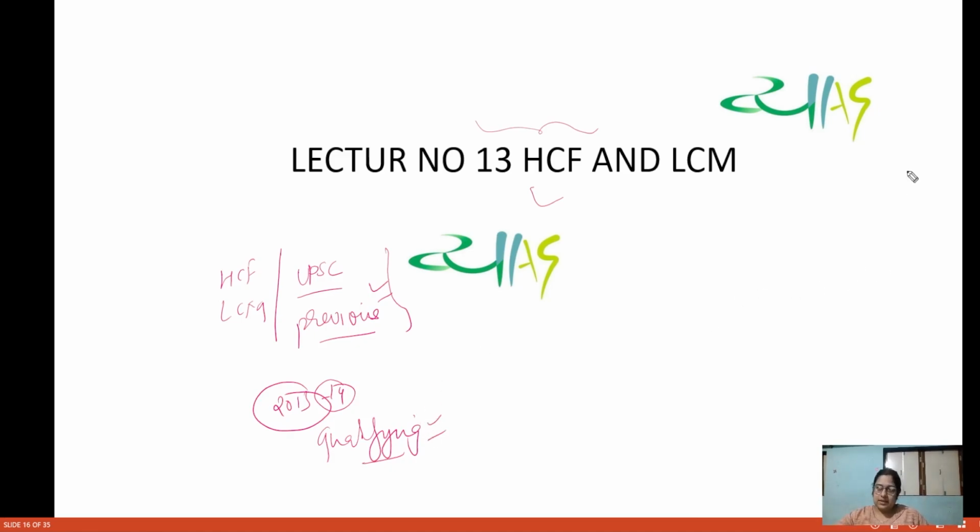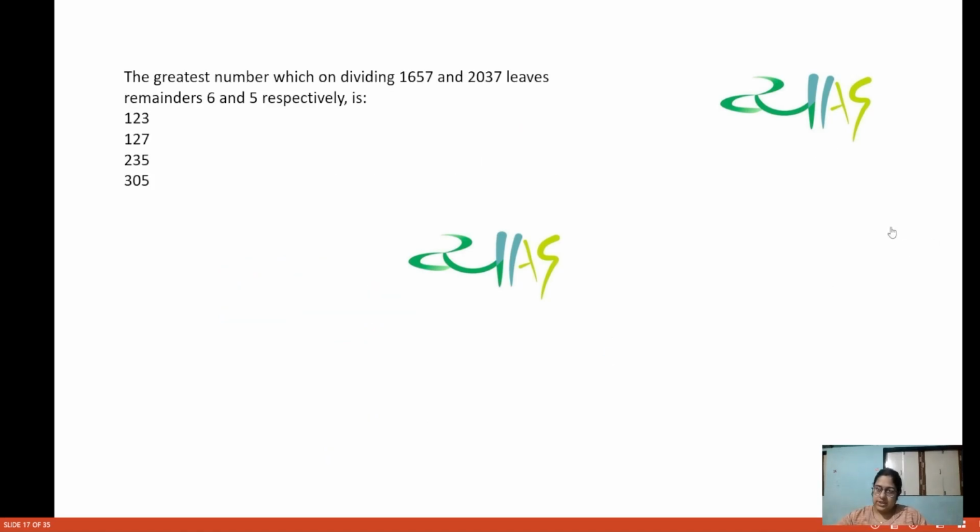Okay, so let's begin with our session. So look at this question. It is saying the greatest number which on dividing 1657 and 2037 leaves the remainder 6 and 5.